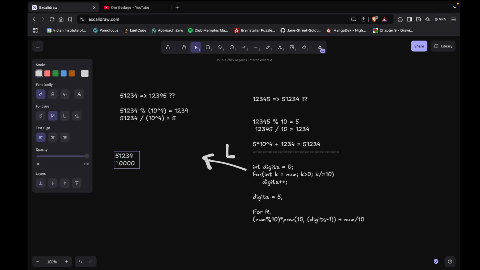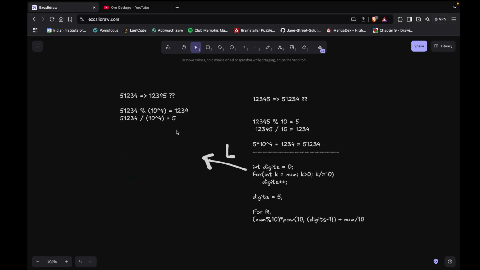And when you divide these two numbers, you will get the answer as 5.1234. But if you store it in an integer, then this part will go away and you will just be left with 5. So if these two numbers are stored in integers, then dividing these two numbers is the same as getting this number over here. So yeah, that's how you can get these two numbers.